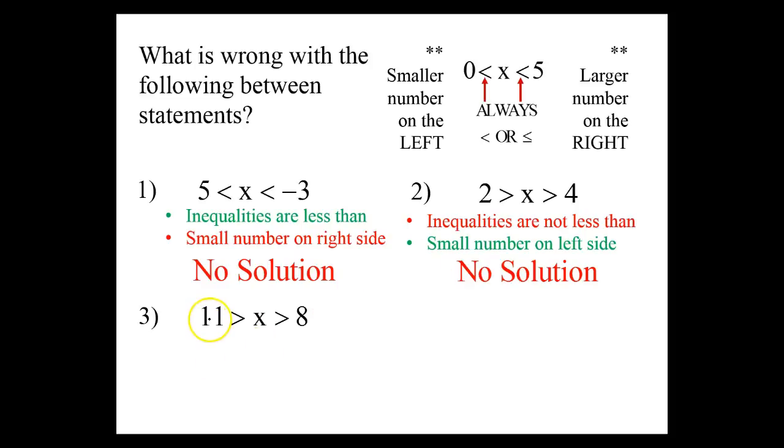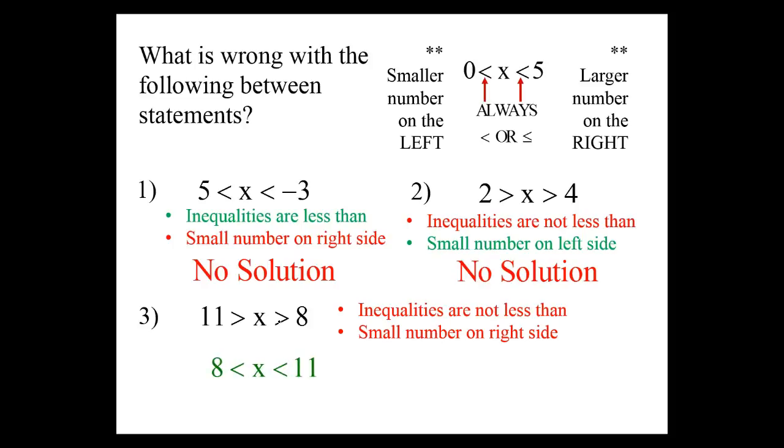One more down here, you can see the inequalities are both going greater than instead of less than, and the smaller numbers are on the wrong side. Now this, on the other hand, we can actually work with. Because they're both offset, we can actually flip the whole inequality around. You can kind of see how it flips it around.